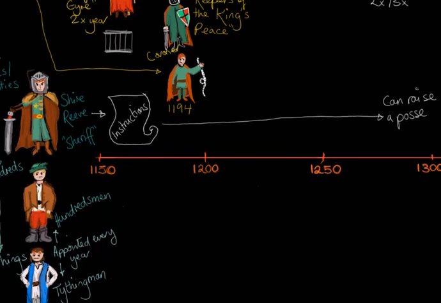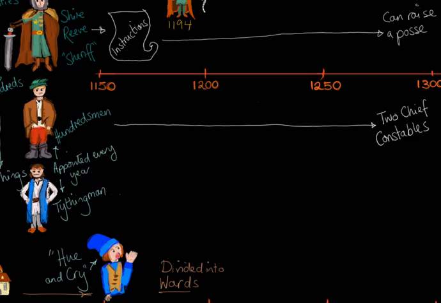He also changes the role of the hundredsman from one person to two people, two chief constables of the hundred is what that job becomes. And the tithing man becomes known as the parish constable. A parish is like the smallest unit of local government. So those roles change slightly.